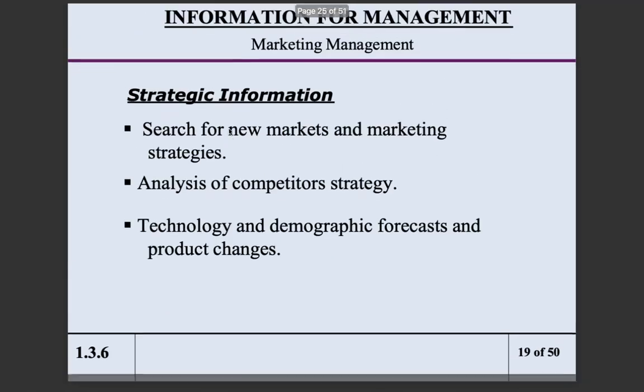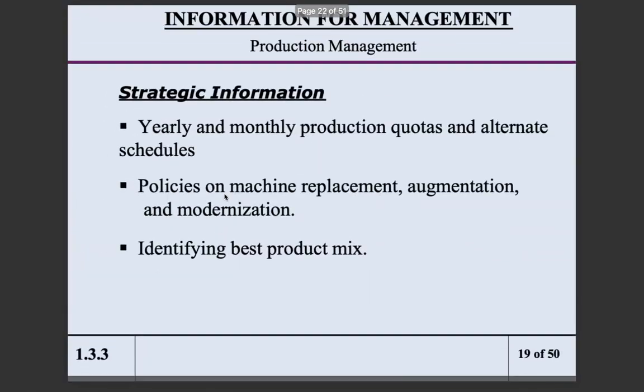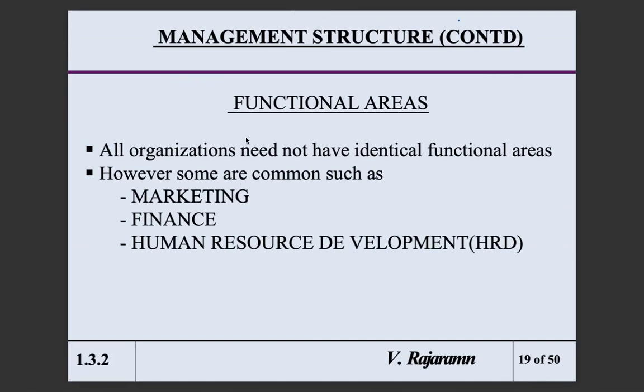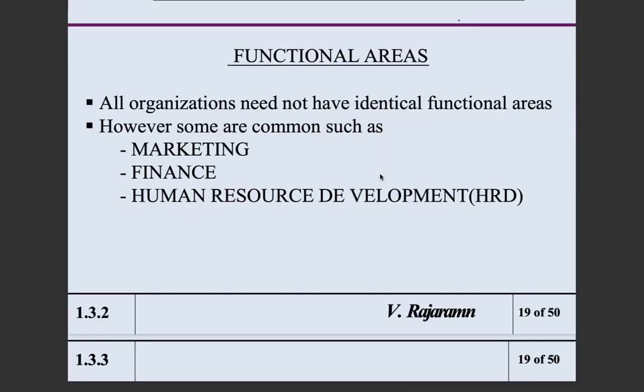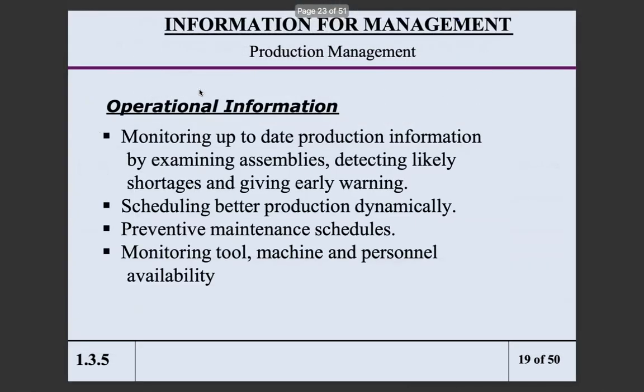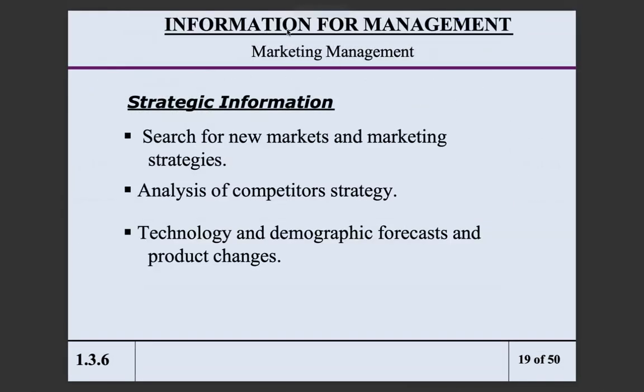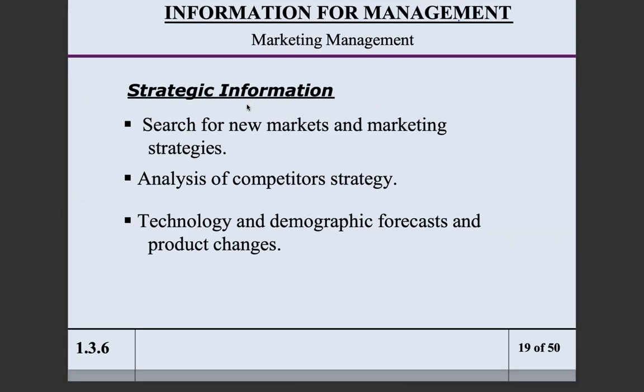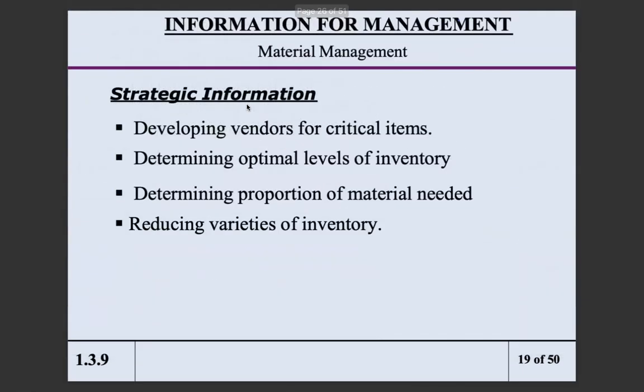Now, this is kind of a circle. Earlier we discussed the functions, and then what the functional areas are. Here we mentioned that we have marketing, finance, and HRDs as well. Now we are discussing functional areas one by one. The first one is production management, where we discussed the strategic, tactical, and operational information. And then I have mentioned the marketing management, where again we have the strategic, tactical, and operational information.